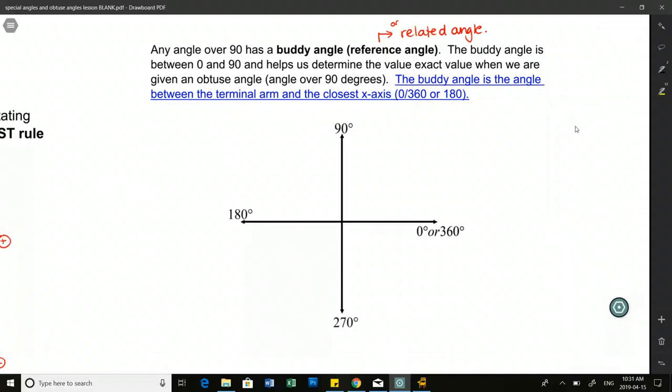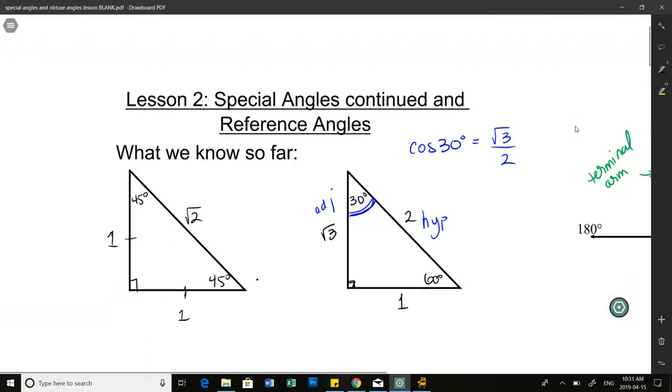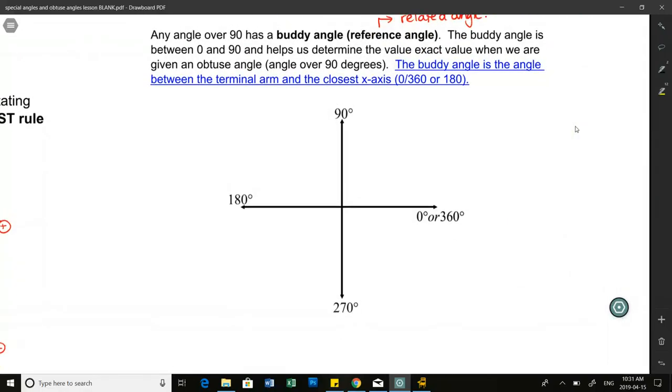And it helps us determine if we can get a reference that's an exact value, like a 30, 60, or 45. It actually helps us to determine the exact value of an angle over 90. So an angle that doesn't appear as it is in these triangles right here, like if it's not 45, 30, or 60. If it's greater than 90, our reference angle will sometimes help us find the exact value of a bigger angle. And it also helps us with a couple other things. You'll see in some future lessons it will help us find a couple different things.